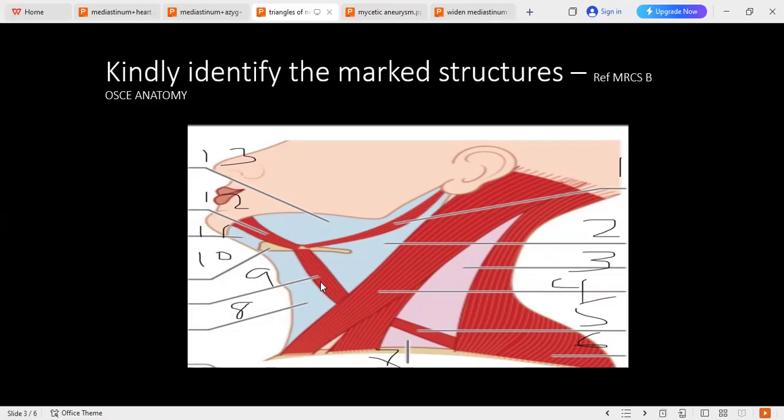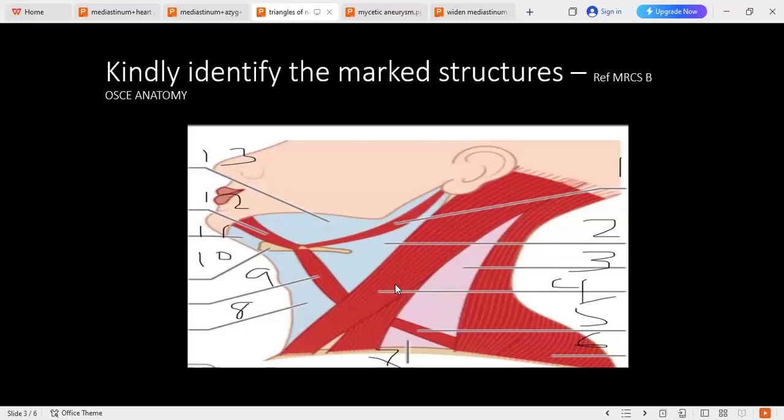All right. What is 9? This is the superior belly of omohyoid. So as a whole, there are how many small triangles anteriorly in the anterior neck? In the anterior neck, there are four subtriangles: submental, submandibular, carotid, and muscular. Very good. So there are 4.